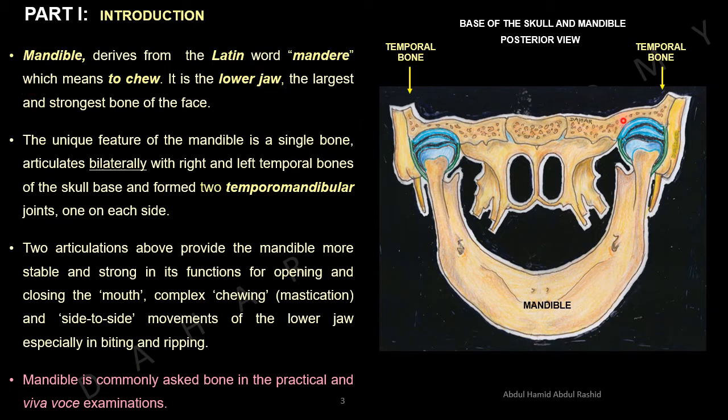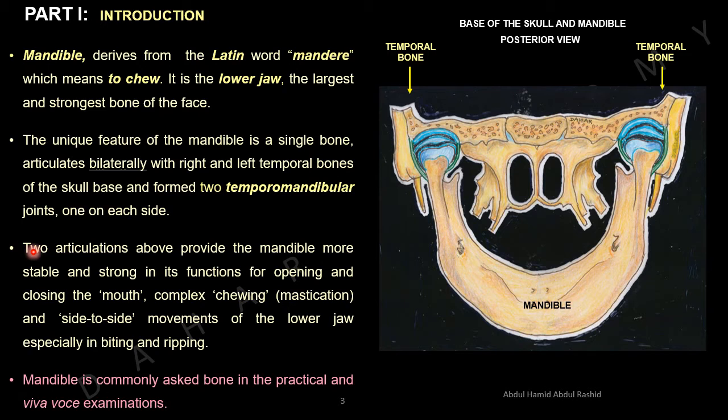Let's see the diagram. This is the base of the skull. These are two temporal bones, one on each side of the base of the skull. This is the mandible. We are looking from behind, so it is a posterior view. The unique feature of the mandible is that a single bone articulates bilaterally with the right and left temporal bones of the skull base and forms two temporomandibular joints, one on each side.